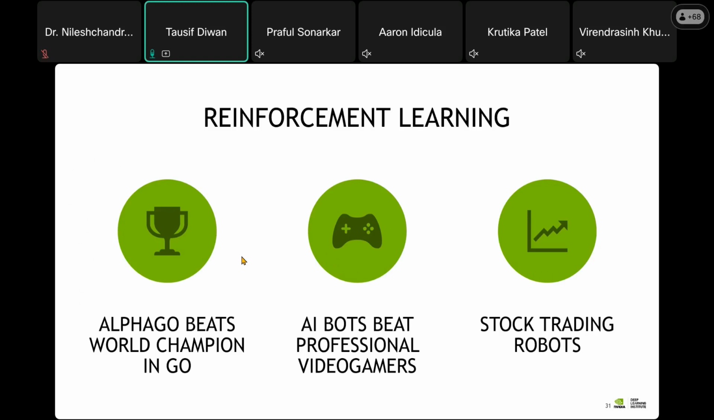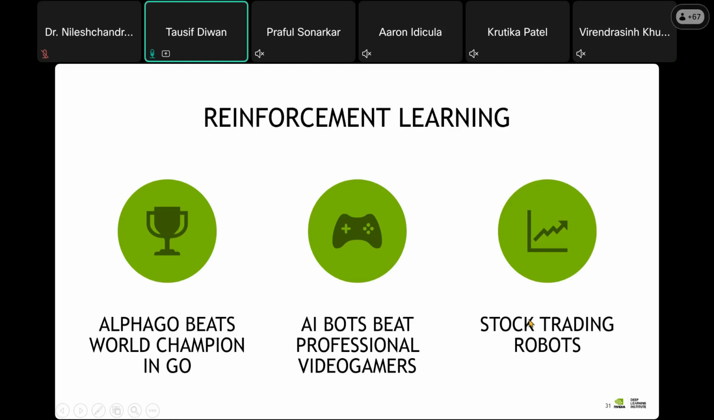If the virtual assistant or the agent is doing well, then a positive remark or positive reward is provided to it. If it is not doing something good, then a negative reward in terms of a penalty is given. This kind of learning comes under the category of reinforcement learning.